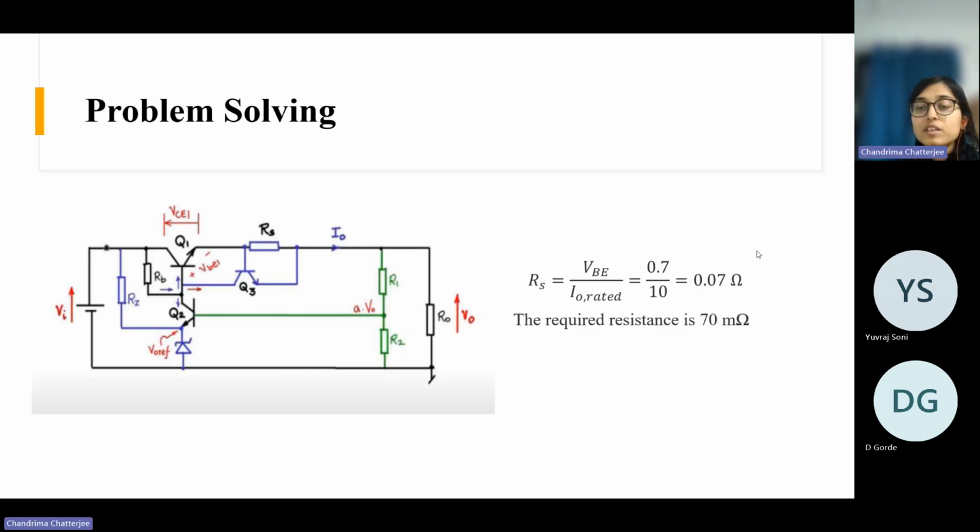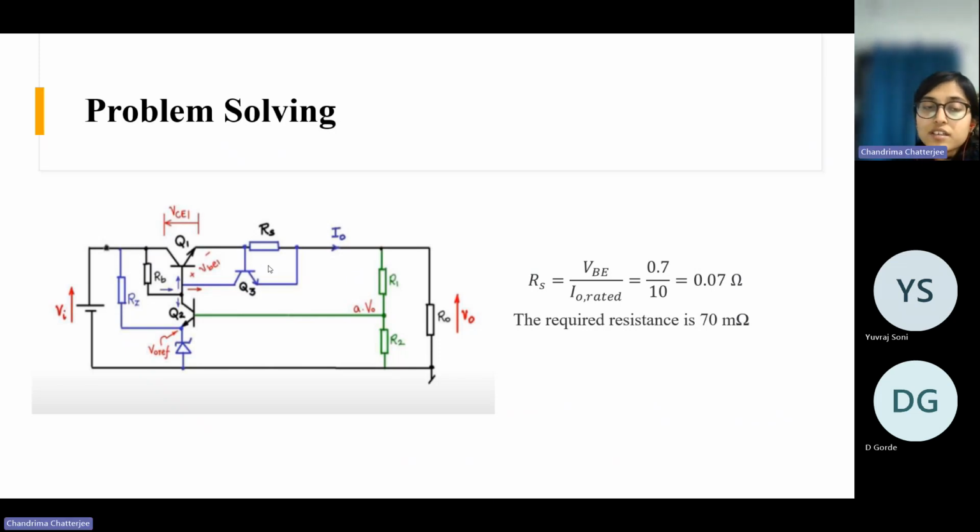The RS value will be simply what? 0.7, that is the VBE drop, 0.7 by the rated current. So they have asked to limit the rated current at 10 ampere. That's why 0.7 by 10, that gives us 70 milliohm. That is the required resistance here, right?